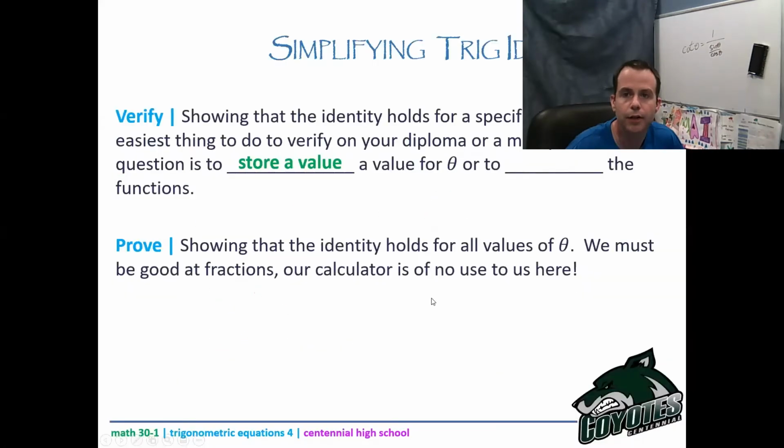Okay, so a value for theta. The easiest thing to do to verify on your diploma or a multiple choice question is to store a value for theta or to graph the two functions.